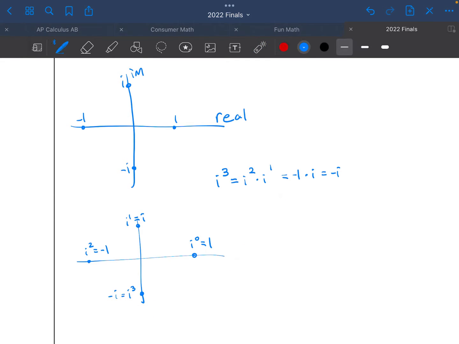And you can keep going around and around and around. This will be i to the power of 4. This one will be i to the power of 5. This one will be i to the power of 6. This one will be i to the power of 7. i to the power of 8, et cetera, et cetera.